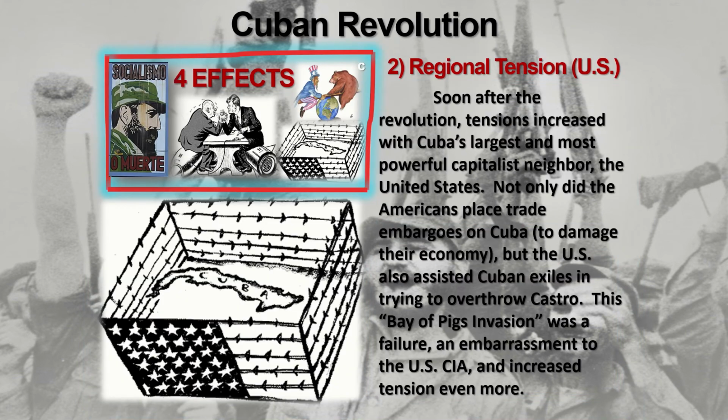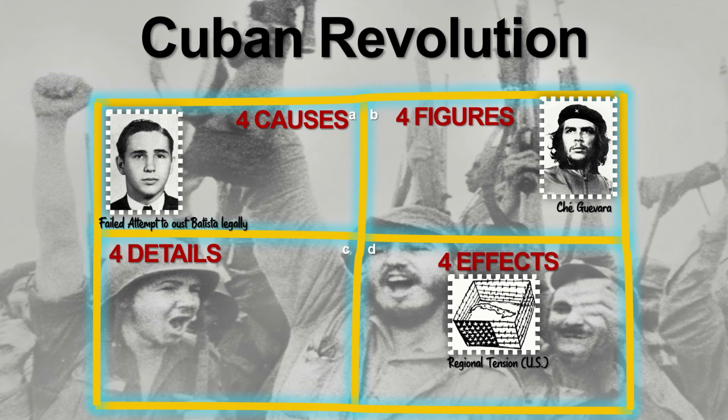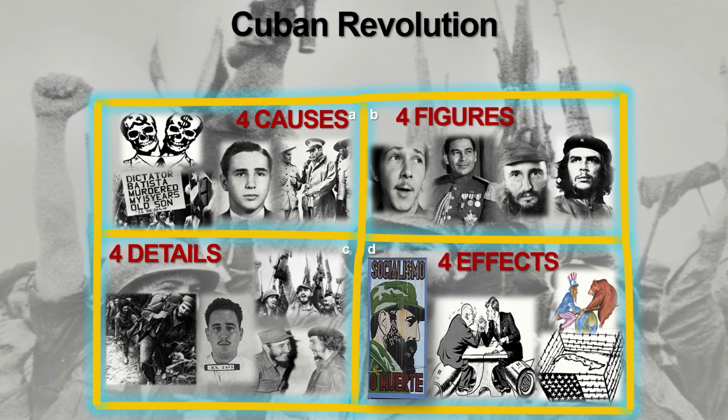And I'll show you one more from effects. One of the 4 effects I talk about is regional tension. This obviously didn't sit well with the United States, being in the middle of the Cold War with communist Russia or the Soviet Union, and this caused a lot of regional tension. So again, students would cut that out, label it, and put it in the effects box. By the end of the lesson, they have all 16 labeled on their paper.